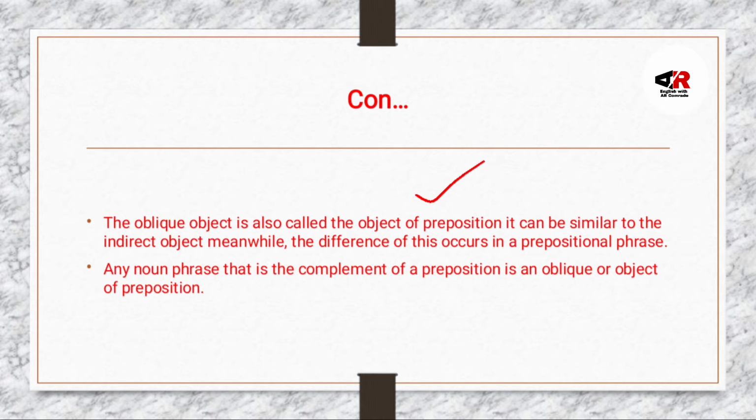It can be similar to the indirect object. Oblique object is just similar to indirect object, but the difference is it occurs in a prepositional phrase. We will understand it by example in our next slide. Any noun phrase that is a complement of a preposition is an oblique or object of preposition.